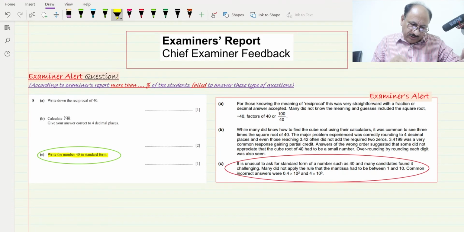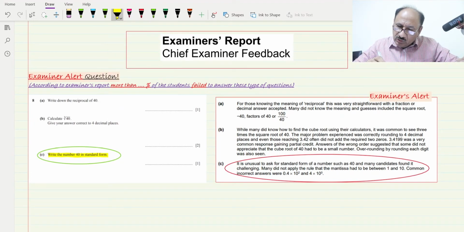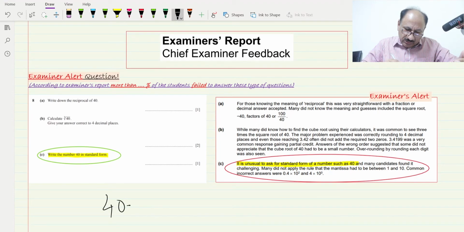write the number 40 in standard form. Now this is a little confusing. Let us go through the feedback which examiner has given for this question. It is unusual to ask for standard form of a number such as 40. So this is unusual question they have given. 40 you have to change into standard form. So 40, for example, we can write it as 40.0, right? And this decimal we have to shift over here, right?